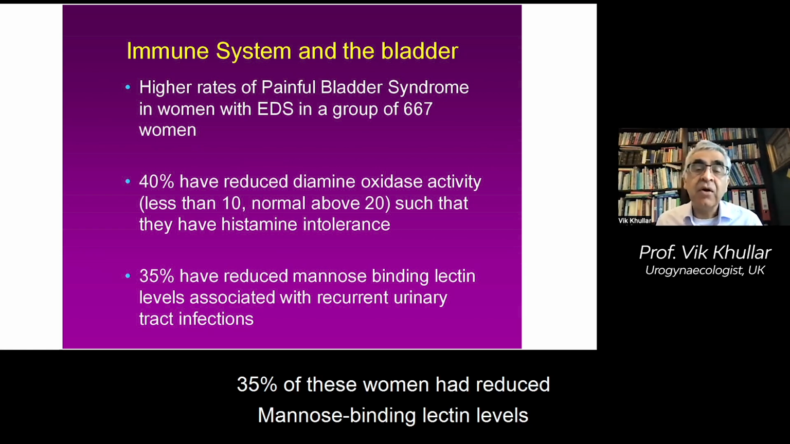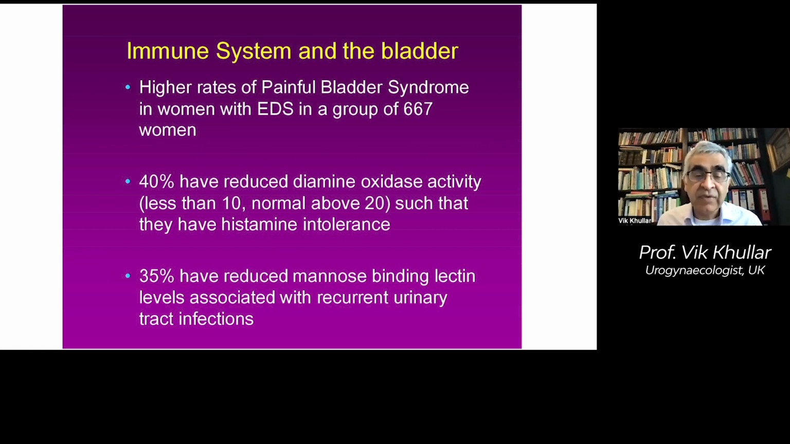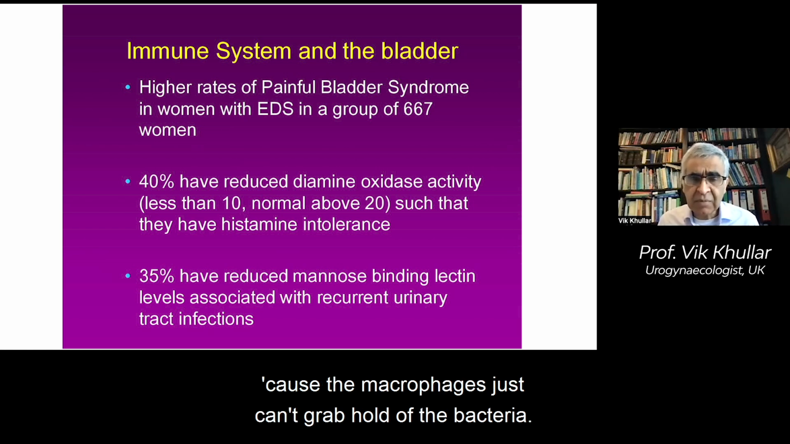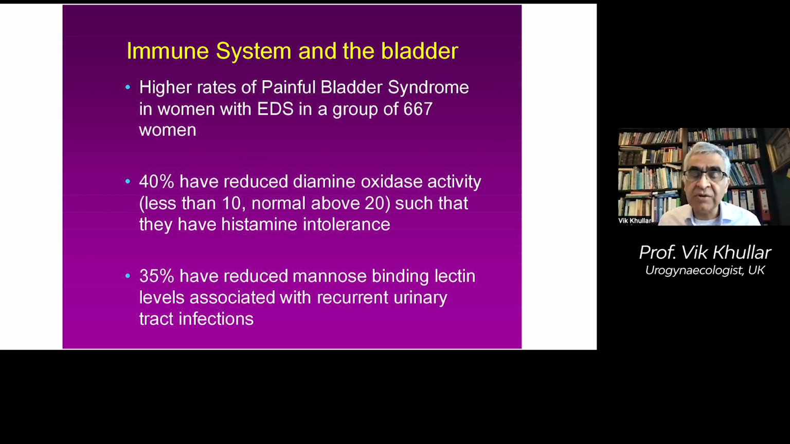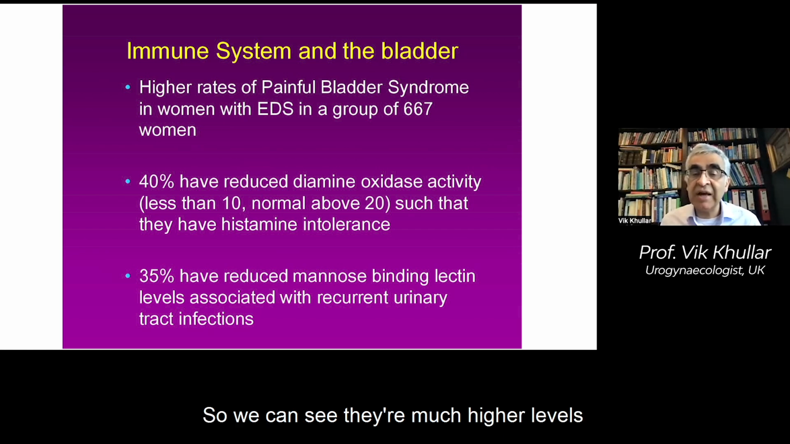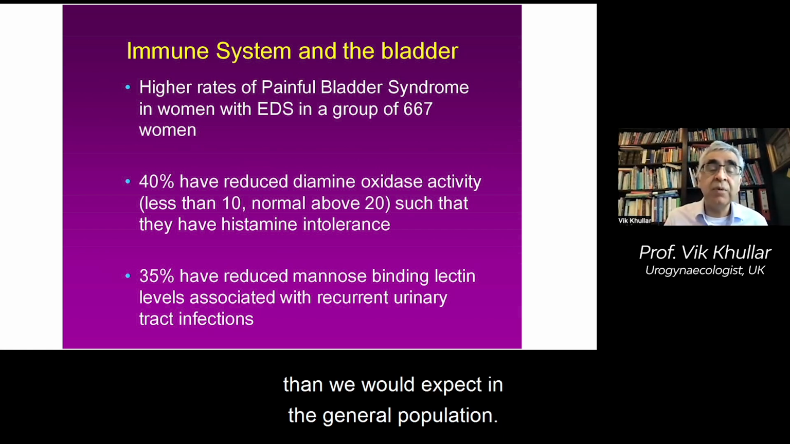35% of these women had reduced mannose binding lectin levels, and these were associated with recurrent UTI. So they find it more difficult to get rid of bacteria because the macrophages just can't grab hold of the bacteria. And in the background population, reduced diamine oxidase is 5%, and mannose binding lectin is between 5 to 10%. So we can see they're much higher levels than we would expect in the general population.